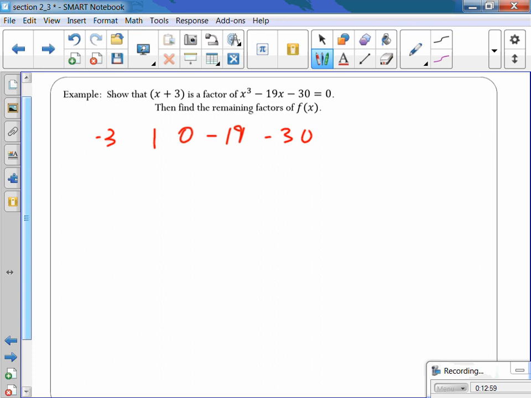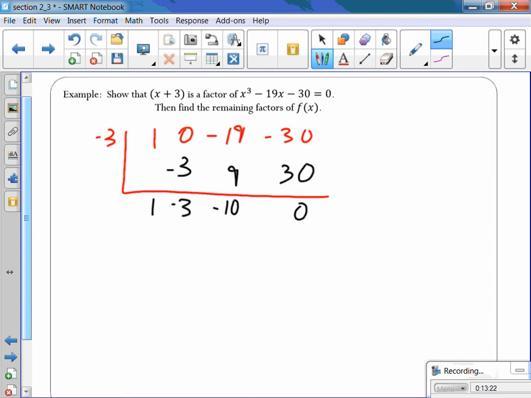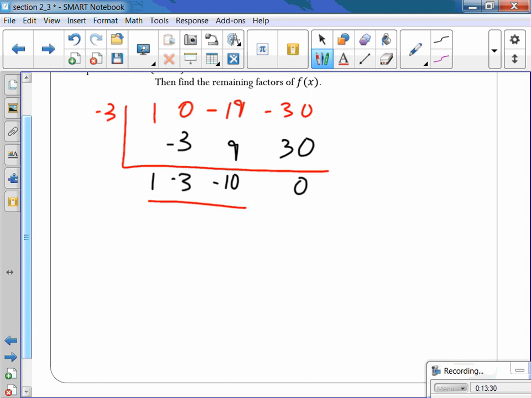So if this is going to be a factor, we should have a remainder of 0. Let's find out. Dropping down that leading coefficient, then multiplying by negative 3, adding, again multiplying by negative 3, giving us a negative 10, and finally we do wind up with that 0. And this 1, negative 3, and negative 10 represents the coefficients of our quotient, x squared minus 3x minus 10, which is just a simple factor of x minus 5 times x plus 2.